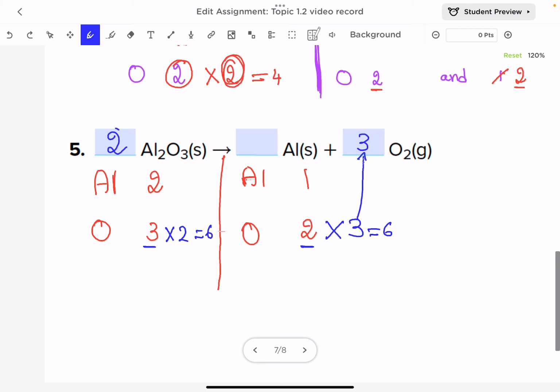Now by placing this 2 over here as the coefficient, the number of aluminium changed. Instead of being 2, now we have 4 aluminium. Therefore, we need to multiply the aluminium on the product side by 4 to have 4 aluminium on every side.